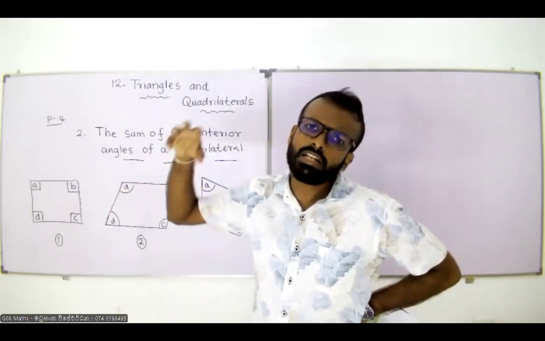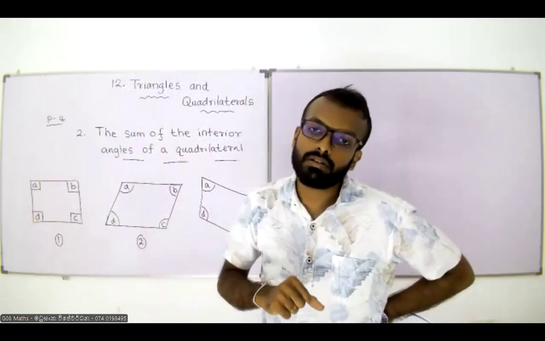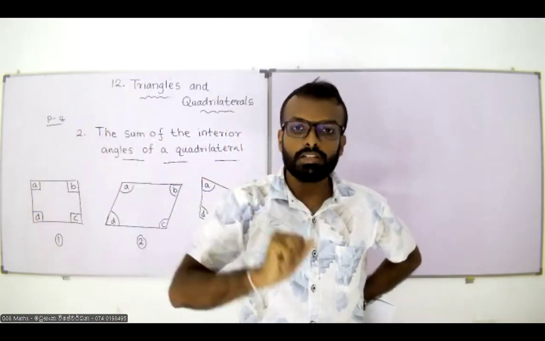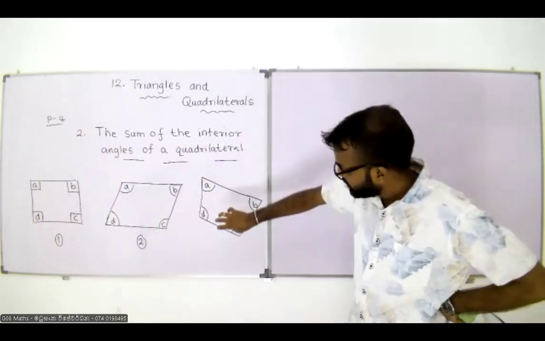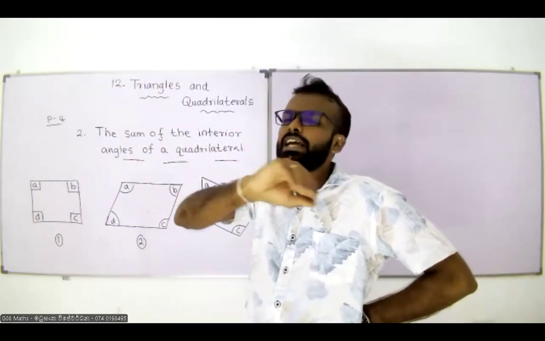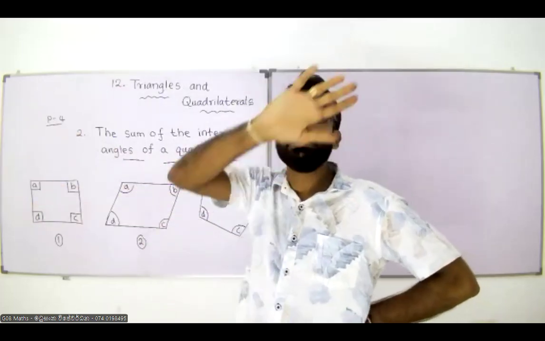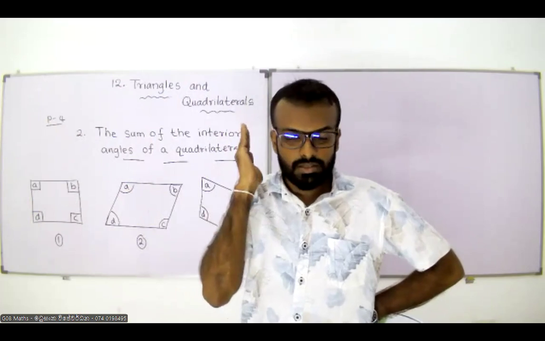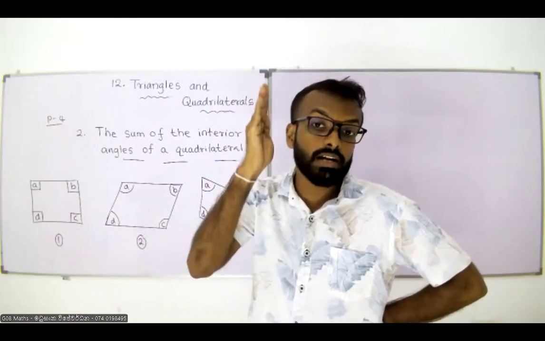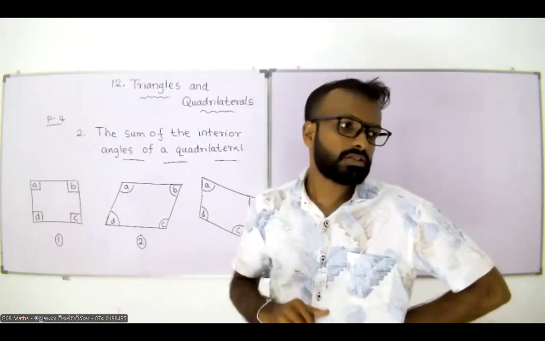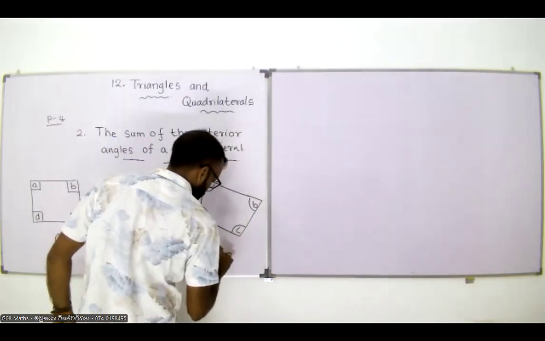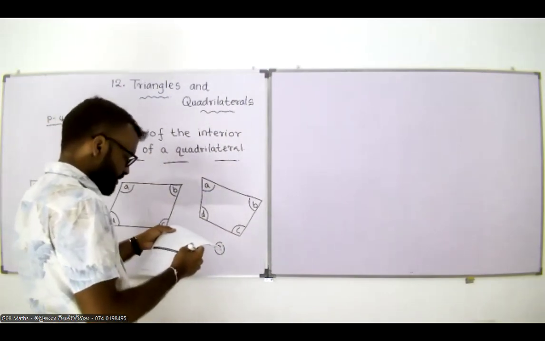So a rectangle is also a quadrilateral. If the sum of these four angles is equal to 360, this is also 360, whether it is 90 degrees or not. If you consider any of the quadrilaterals in this universe, the sum of the interior angles is equal to 360 degrees. That is a constant. So this is the third thing.